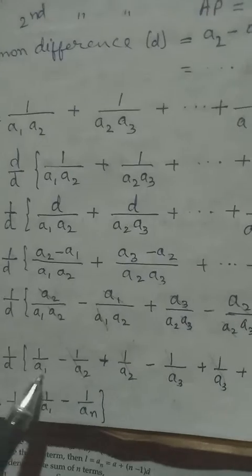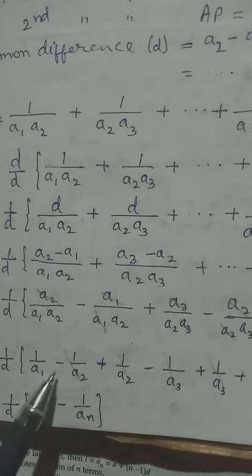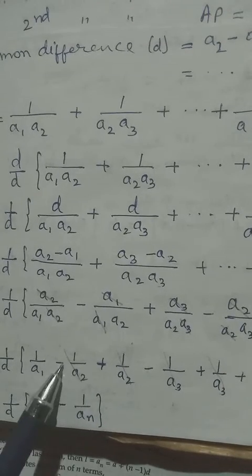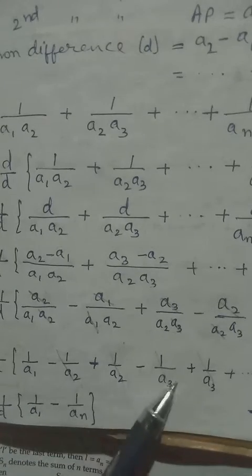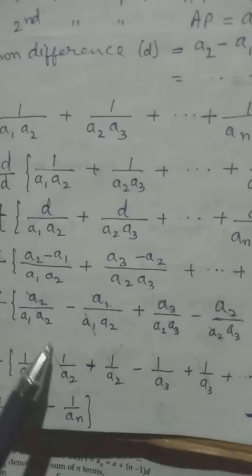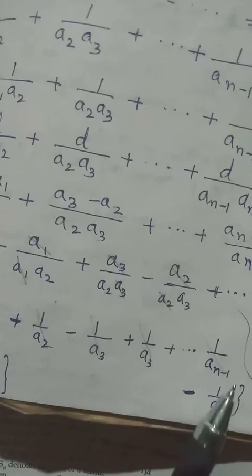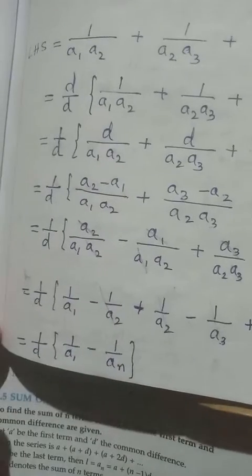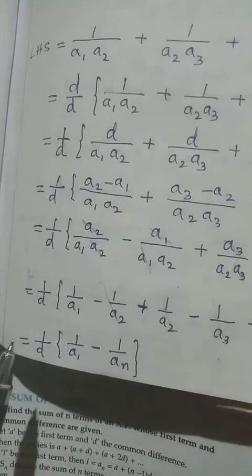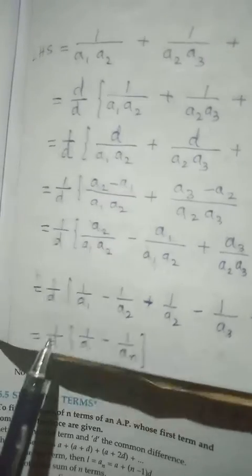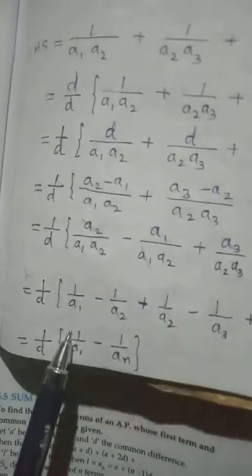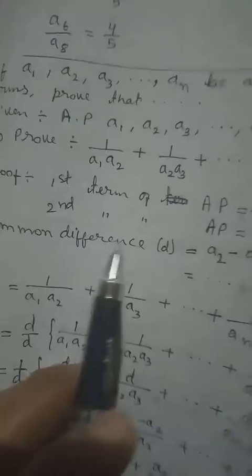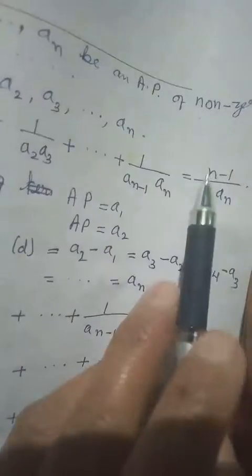Here you see we get 1 by a1, then 1 by a2 with minus and plus, 1 by a3 with minus and plus. As a result, all the terms will be cancelled except the first term and the last term, because all the others are common with plus and minus. So we can say 1 by d is 1 by a1 minus 1 by an. But on the right hand side, what we want is a1 by an.